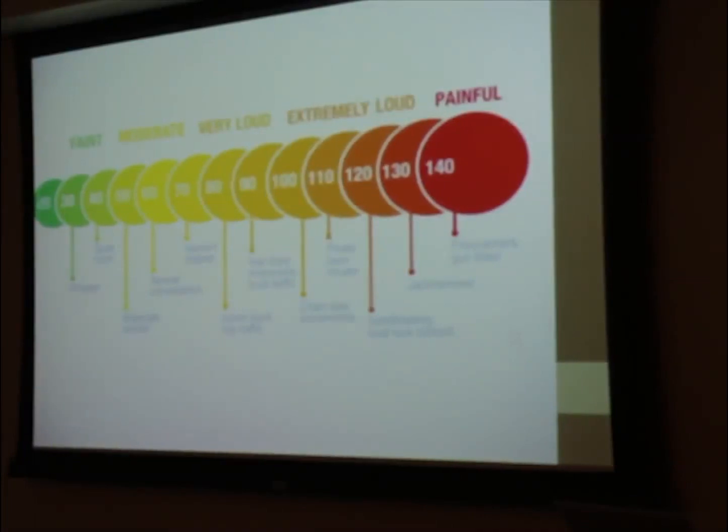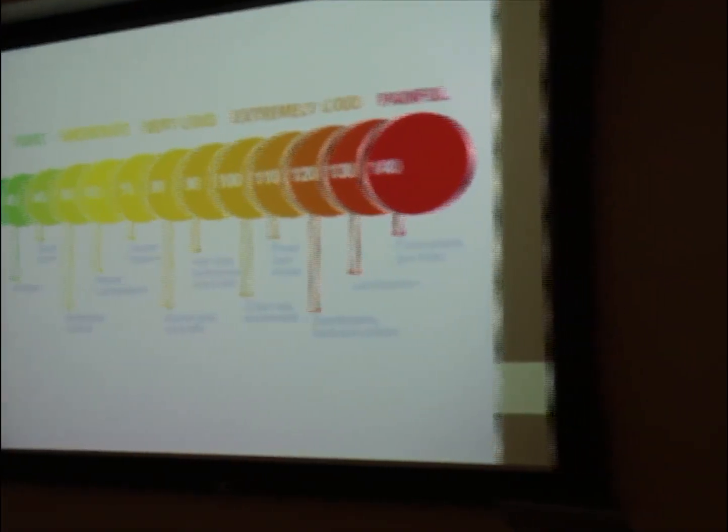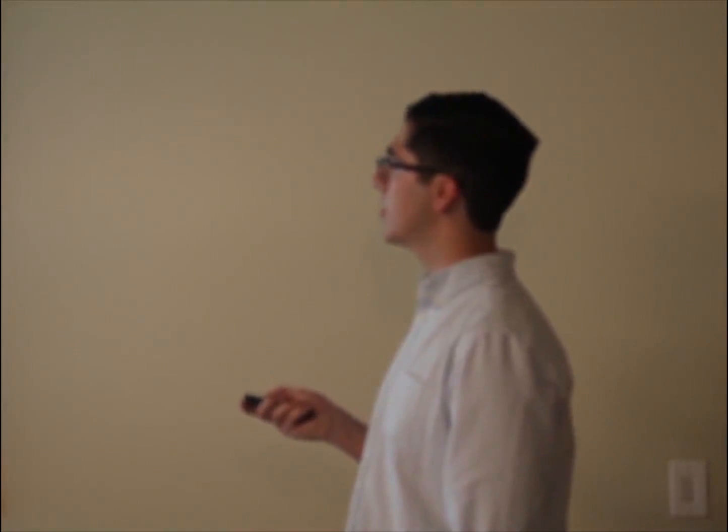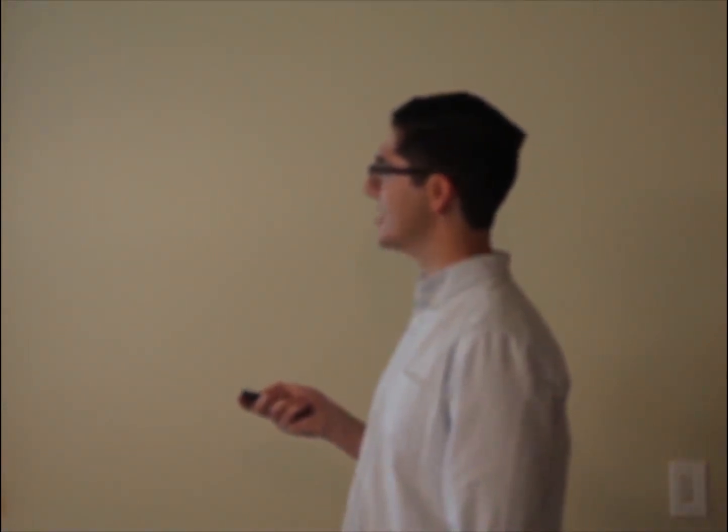Okay, so decibels. Decibels are measured on a logarithmic scale, meaning that sound at 50 decibels is 10 times as intense as sound at 40 decibels. So every time you go up, the intensity increases by a factor of 10.